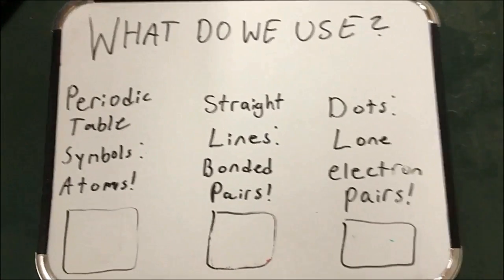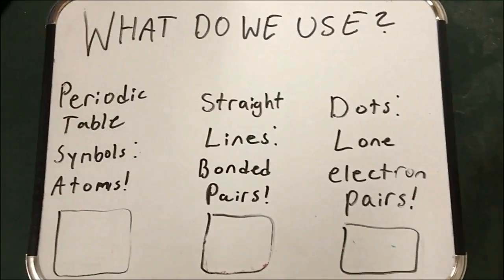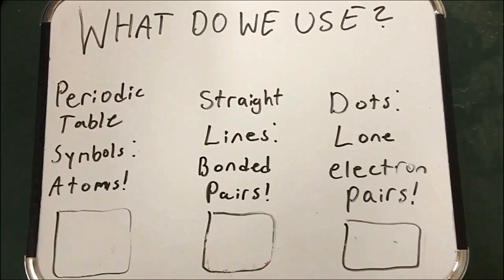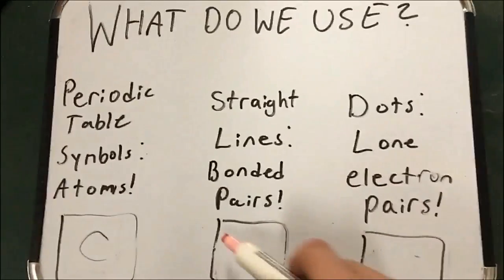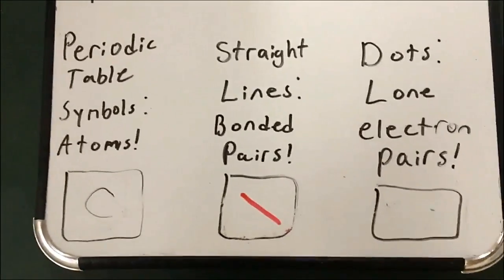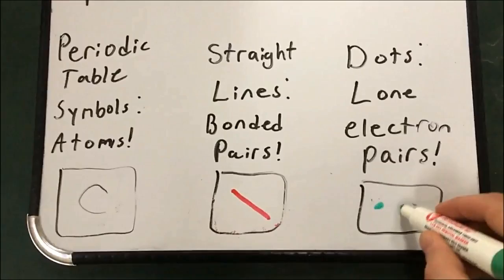Thanks, Gil. But how do we explain this? Easy. All we have to do is draw them out. There's three basic parts to making a Lewis structure. Our atoms are represented by periodic table symbols. Example, C, for carbon. Our bonded pairs are represented by straight lines, and our electron pairs are represented by dots.